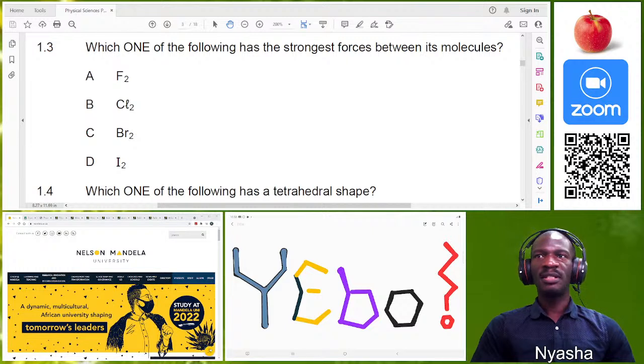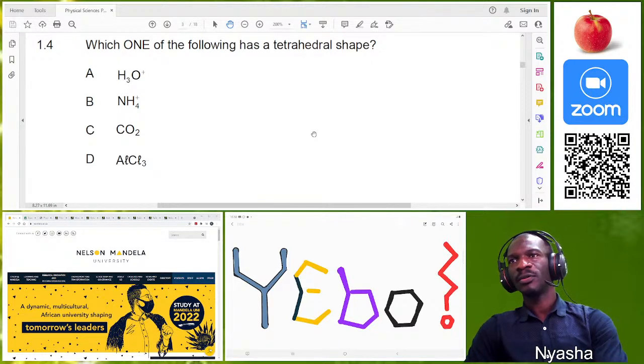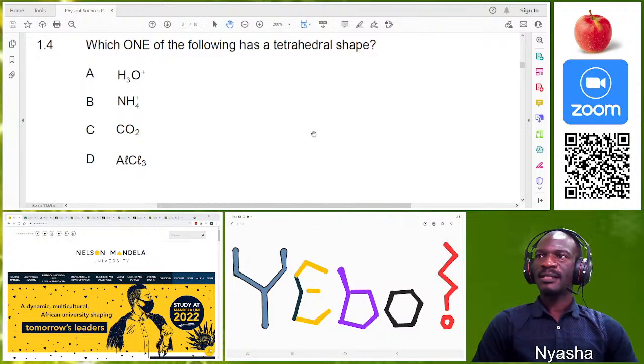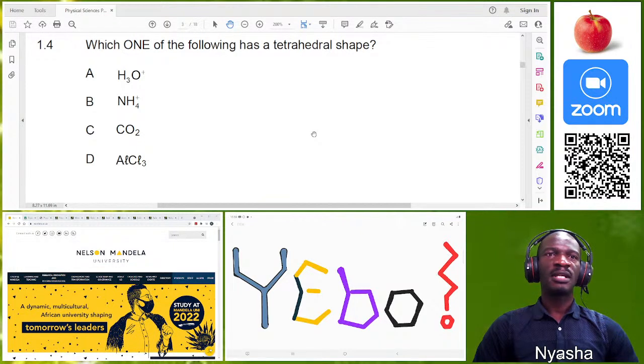Right, that would be question 1.3. Then 1.4. 1.4 reads, which one of these four has a tetrahedral shape? Which one of these A, B, C, D, these four compounds has a tetrahedral shape? So you've got hydronium, you've got ammonium, right? So you also have carbon dioxide and aluminum tetrachloride. Which one has a tetrahedral shape?